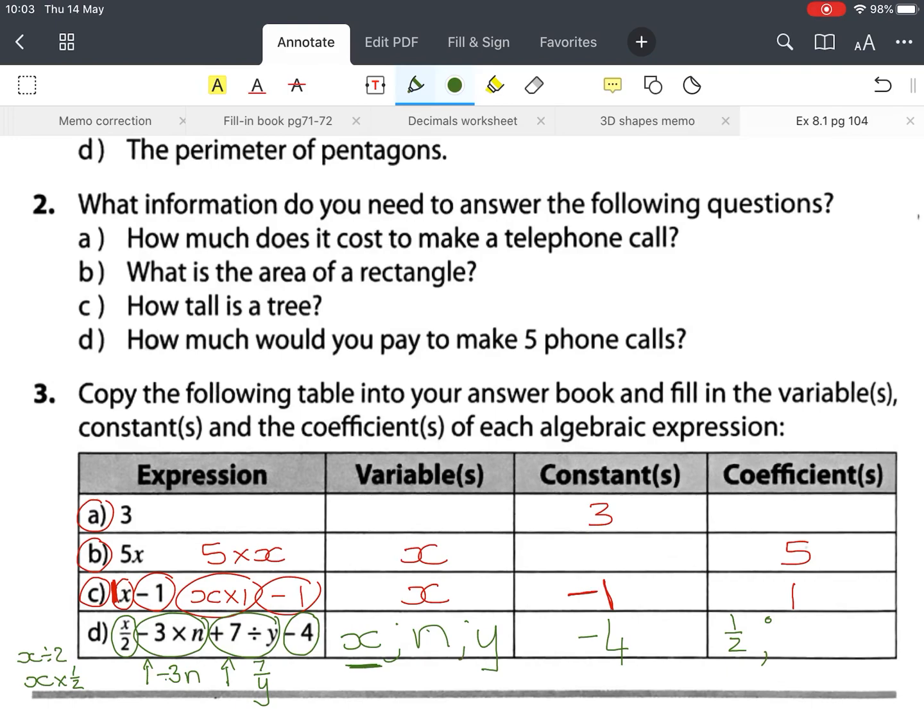Next, my coefficient for the n is -3, because that's what I'm timesing by, and you'll see I include the symbol, the negative. And this one is quite a tricky one, so let's just say that the coefficient of this y is 7 right now. In high school, you can look into examples like that in detail, but this is really not a grade 7 type of term.